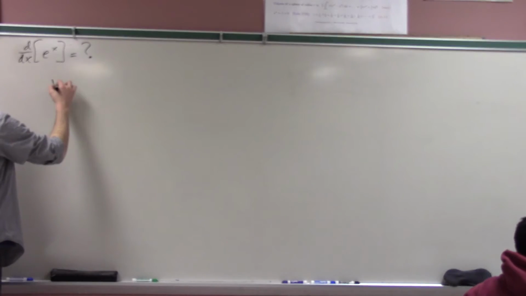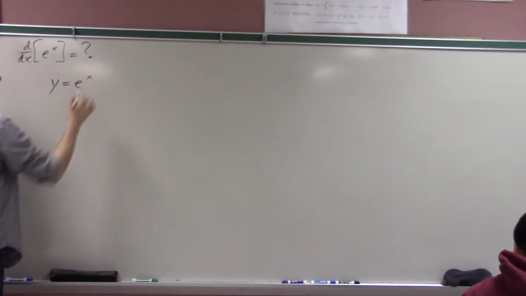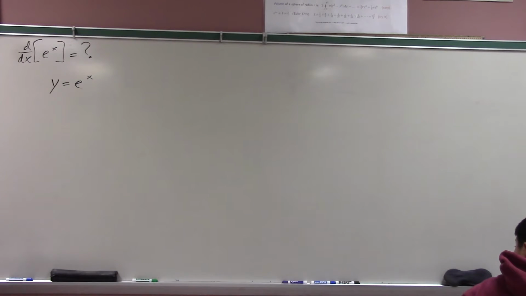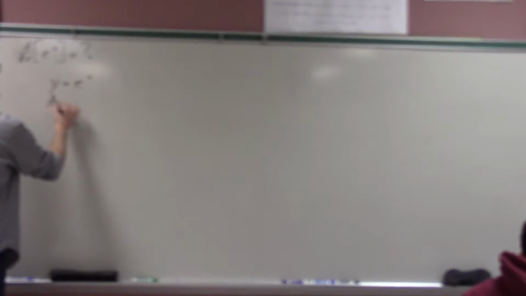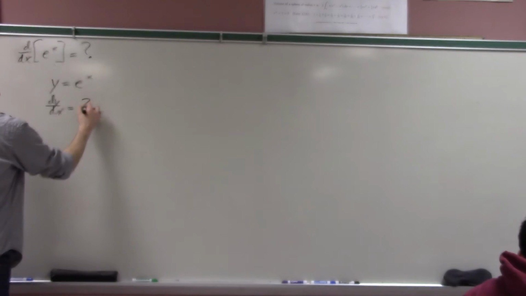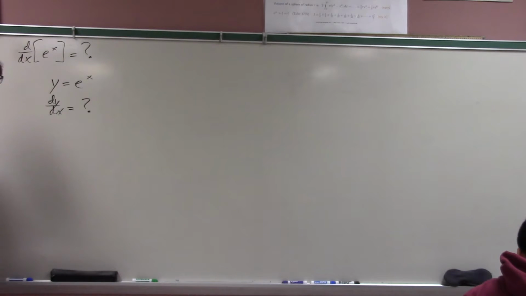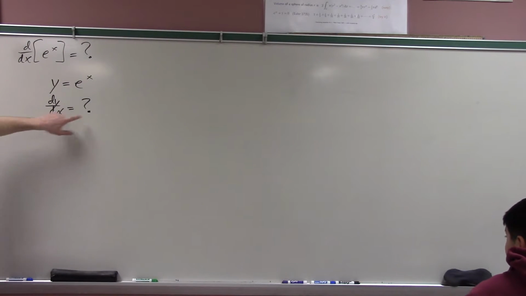So here's my goal. My goal is I want to know what this is, right? So here's what I do. I say, okay, well, first, I'm going to write this as y equals e to the x. Okay, and then goal two is I'm going to write down dy dx as the thing that I see. Okay? So y is e to the x, and I want to know what dy dx is.